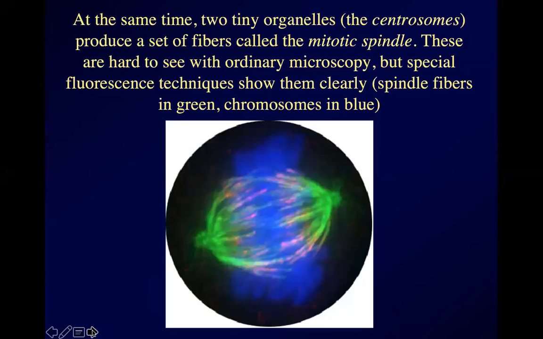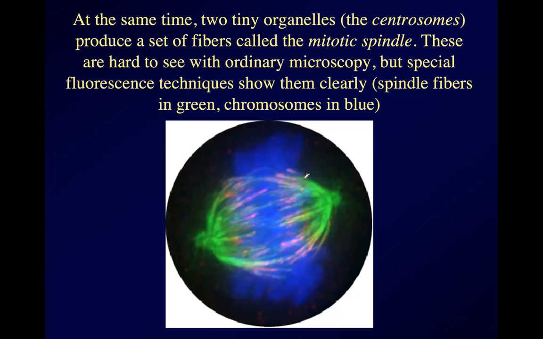This, by the way, is a different cell, and it's been stained with a really cool technique called fluorescence microscopy. We can actually do this at UCA. We've got a fluorescence microscope. Some of the advanced biology majors get to learn how to use it. It's a pretty cool thing.